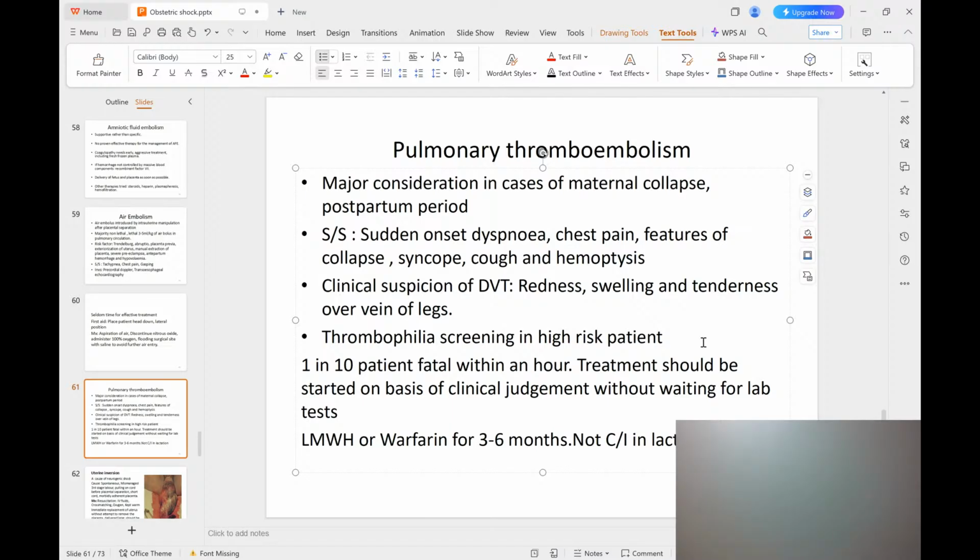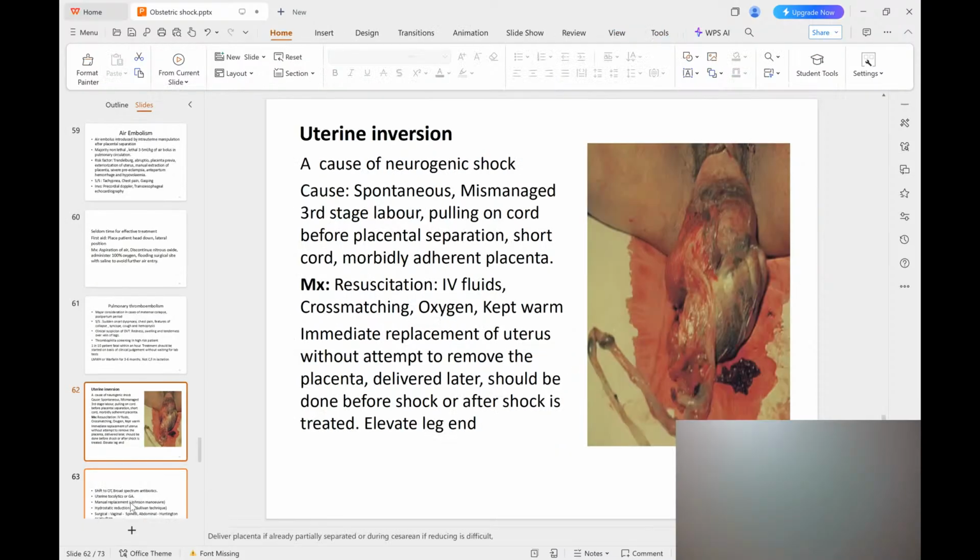Low molecular weight heparin or warfarin for 3 to 6 months, and it is not contraindicated in lactation. The other cause of acute shock, either hemorrhagic or neurogenic, is uterine inversion.